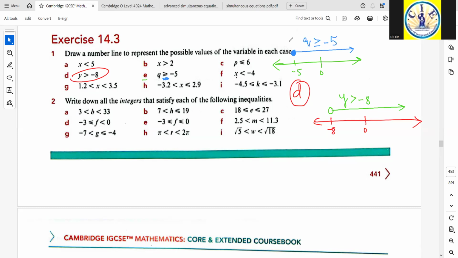If it would have been, for example, just Q greater than negative 5, so we would have done it like this and then this. So this would have represented Q greater than negative 5. So you need to understand the difference between these two types of inequalities. So the answer to given part E is this one.